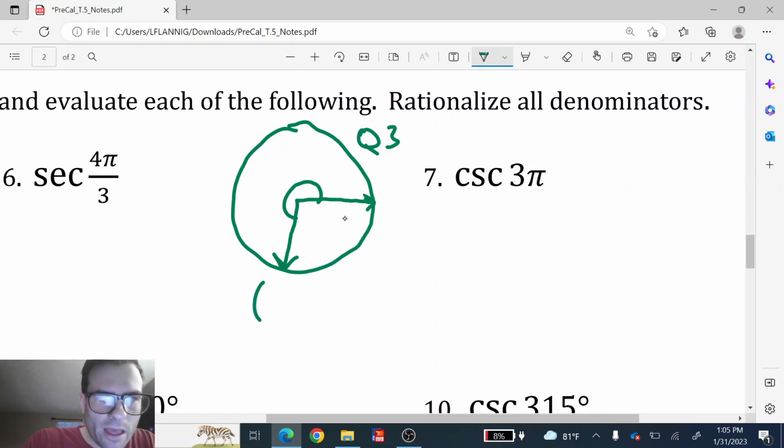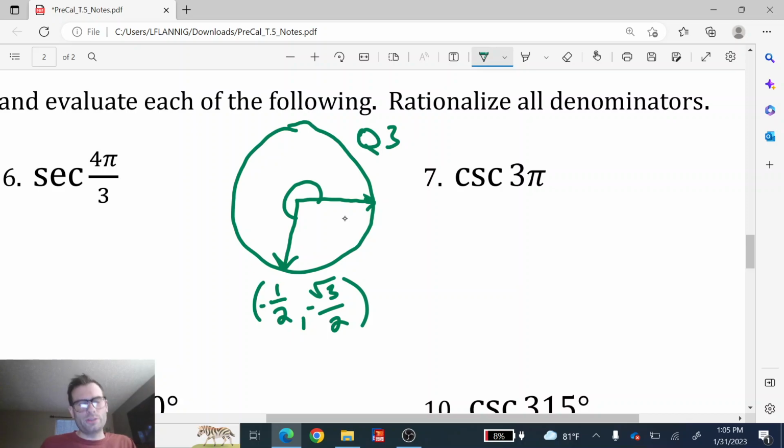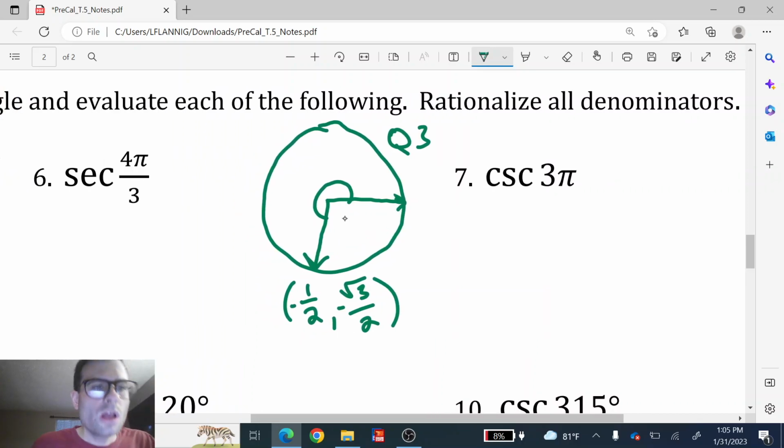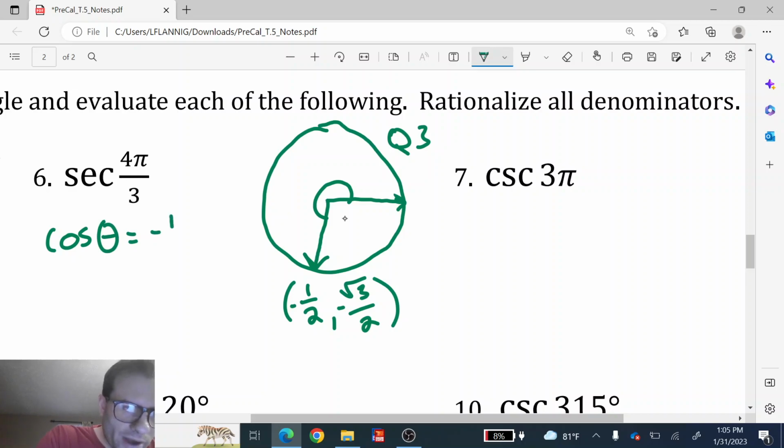So we have the y being bigger, so we have 1/2 and then the root of 3 over 2. We know they're both negative because it's in quadrant 3. We know the cosine is negative 1/2. So we know the cosine here of the angle theta is equal to negative 1/2, because that's this.